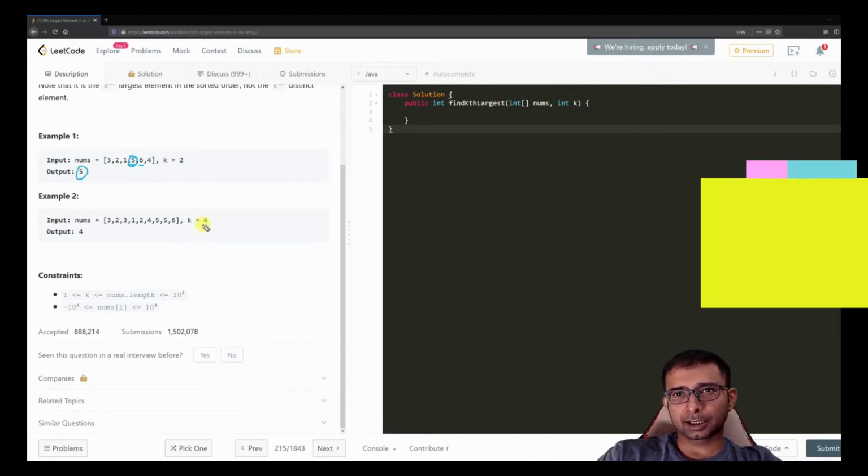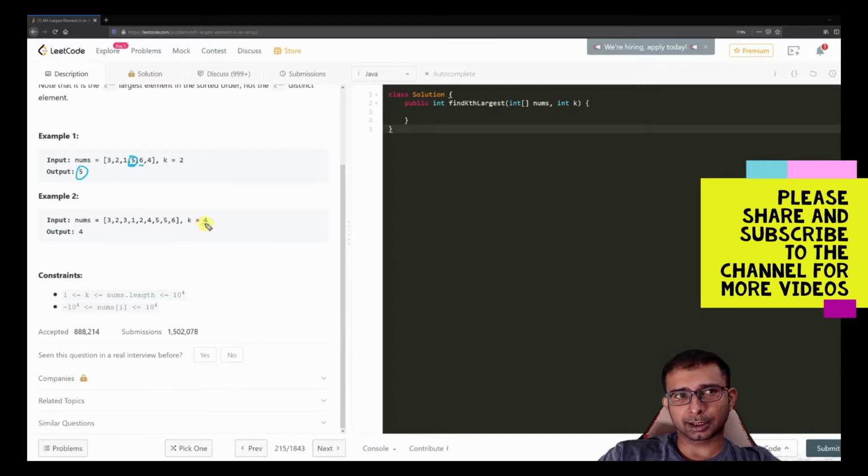Again, this is the fourth largest element in this array that we need to find. So this is the first highest, this is the second highest, this is the third highest, this is the fourth highest, right? So we need to return this 4 over here as the answer.